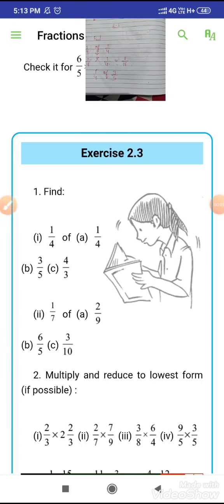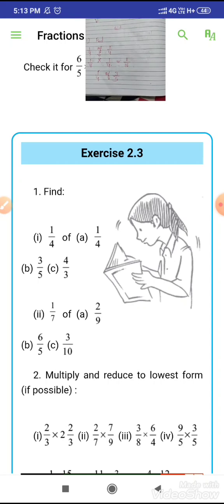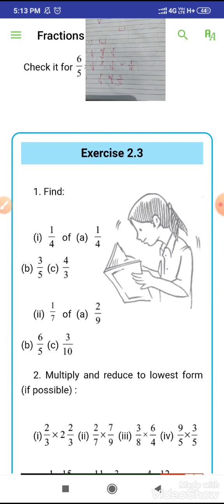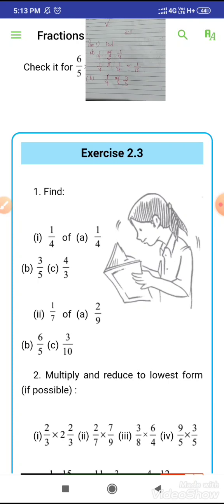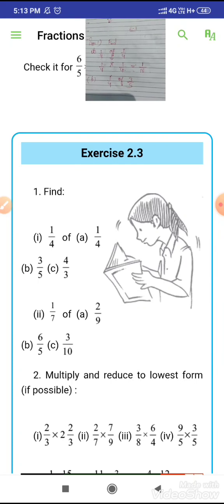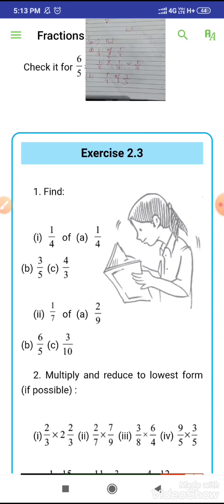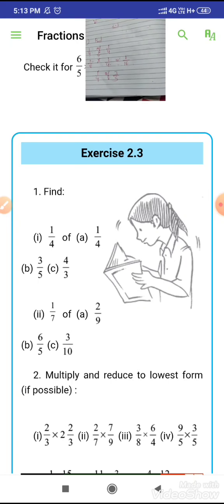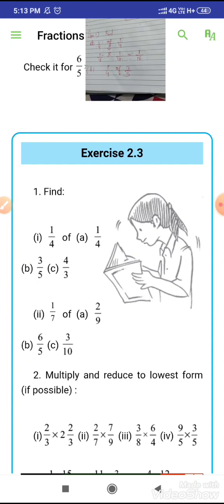Hello students, today we are going to discuss exercise 2.3 of class 7th, and the first question of this exercise is find 1 upon 4 of, in part A 1 upon 4, in part B 3 upon 5 and in part C 4 upon 3. So first we find 1 upon 4 of 1 upon 4.